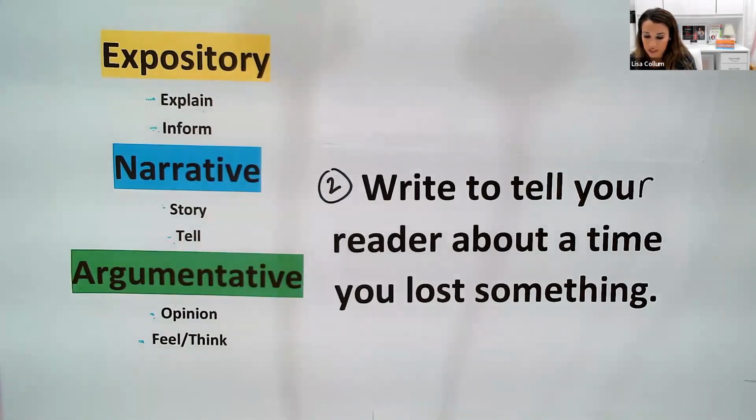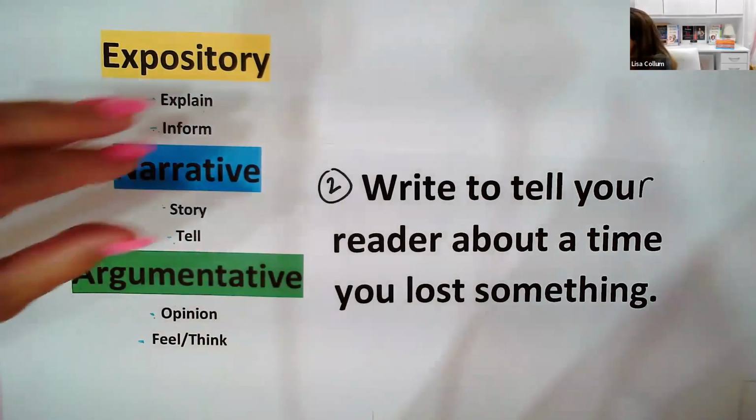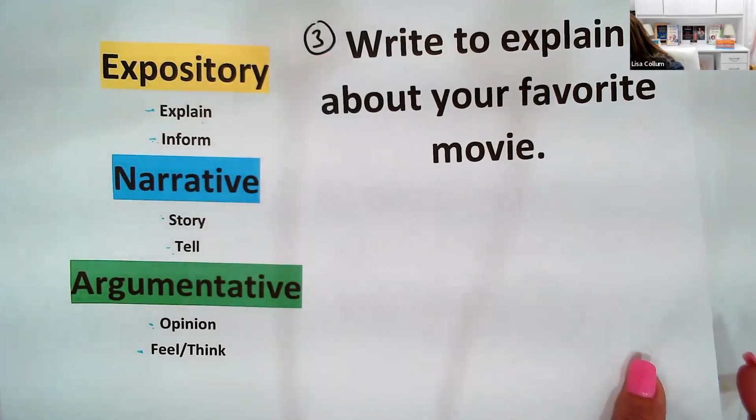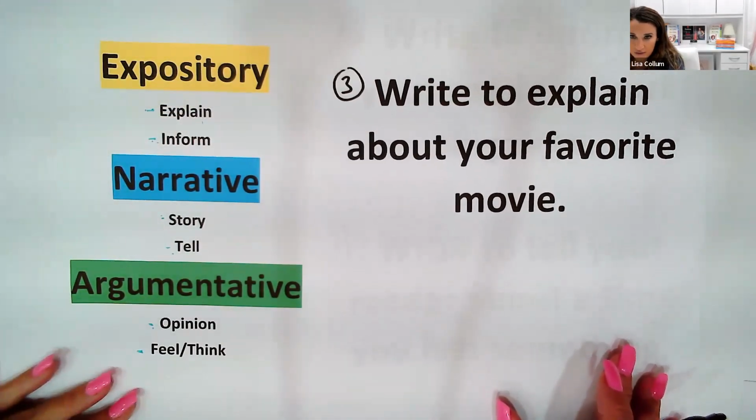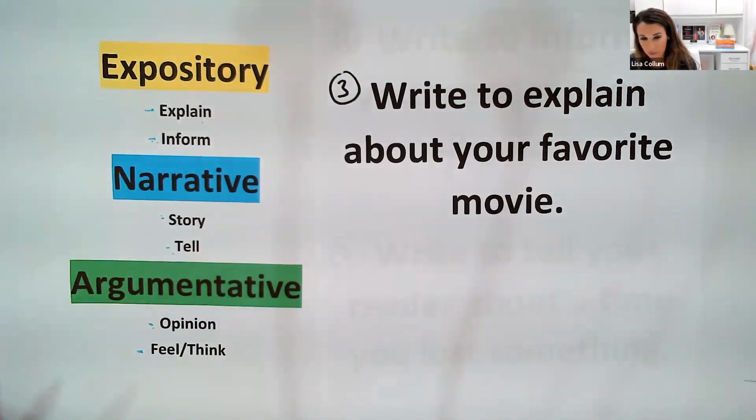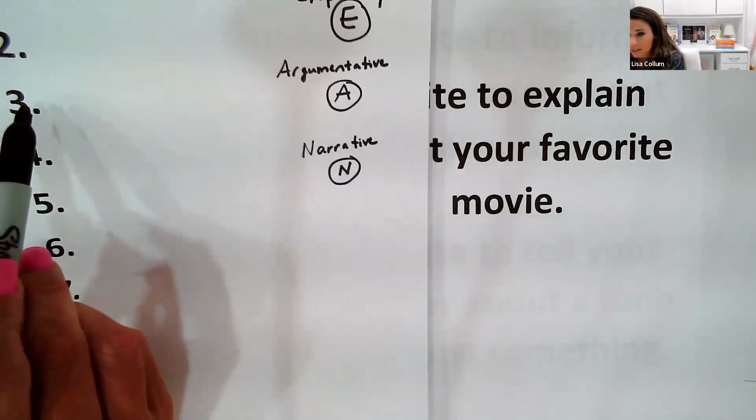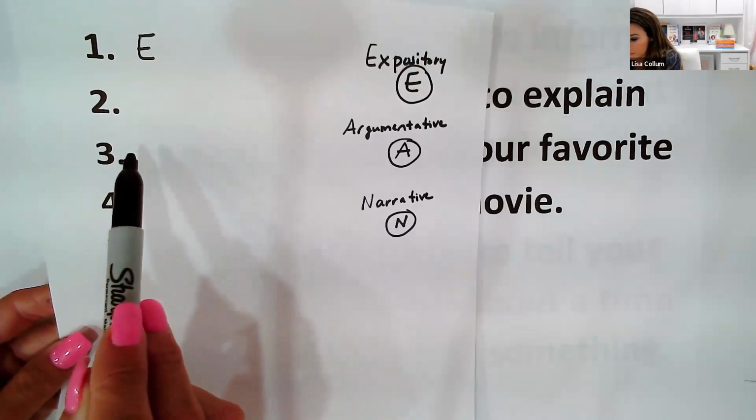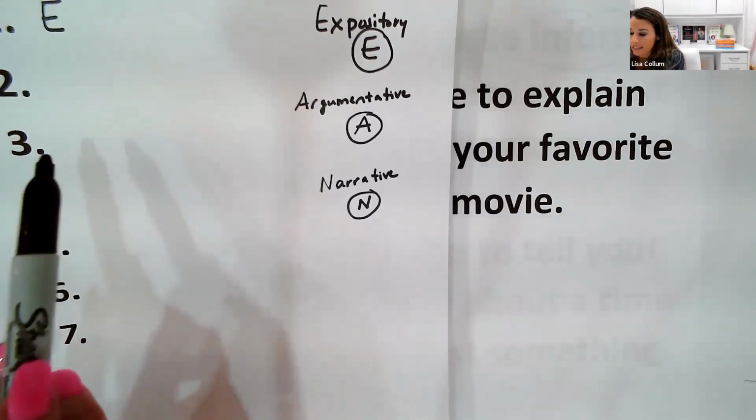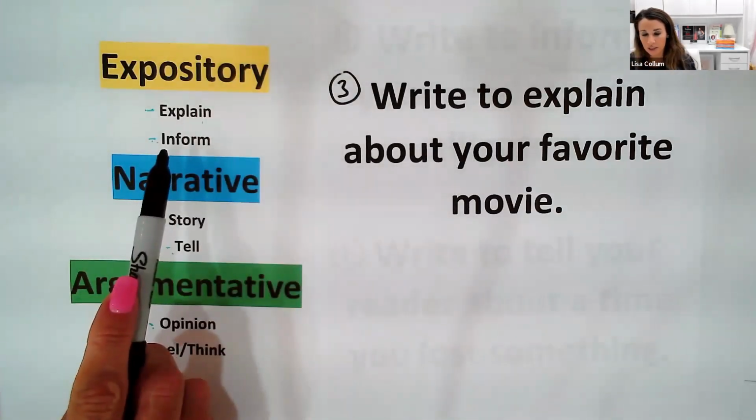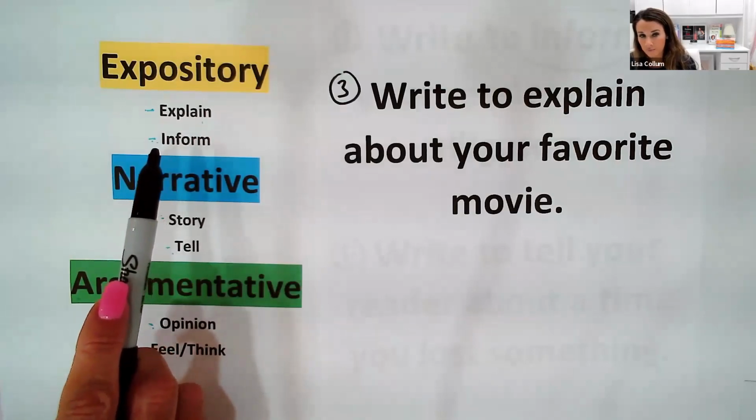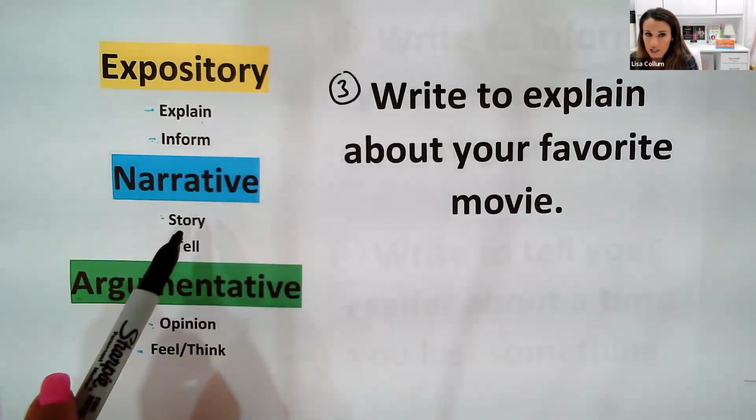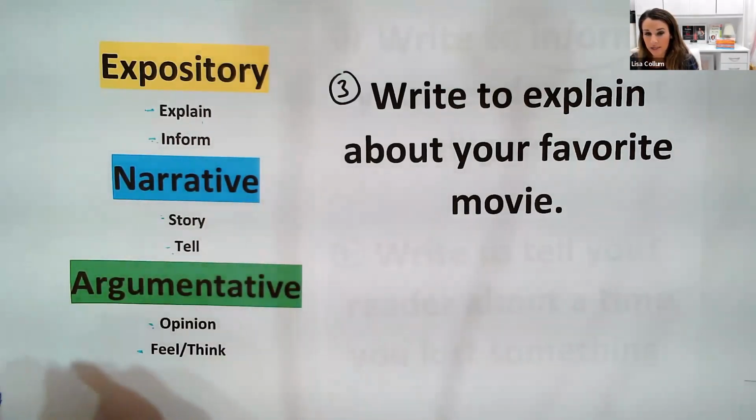Okay, number 3. Write to explain about your favorite movie. So on number 3, you're going to write an E if you think it's expository, N if you think it's narrative, and A if you think it's argumentative.